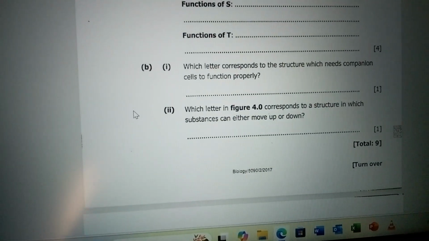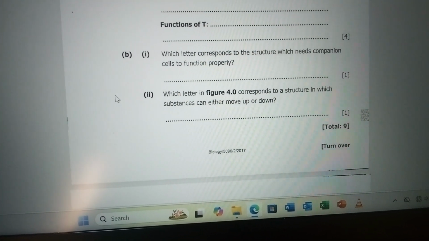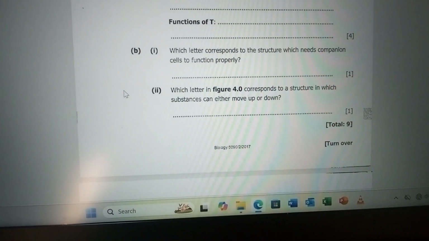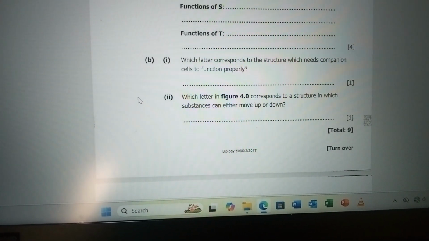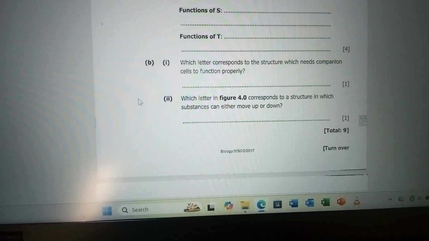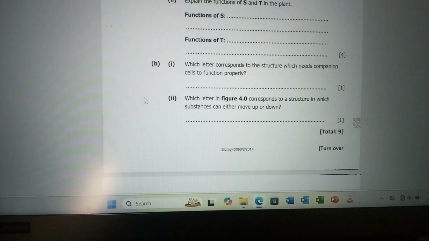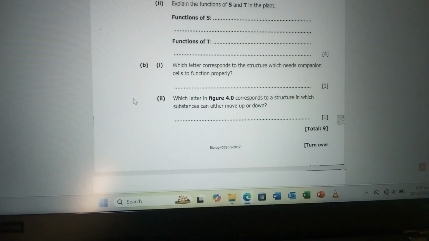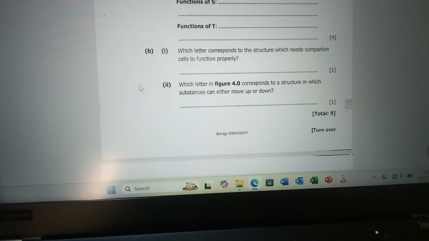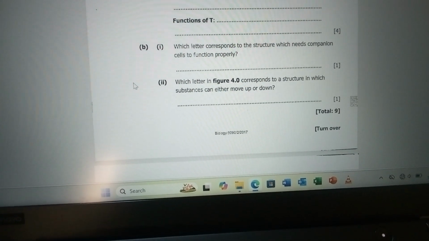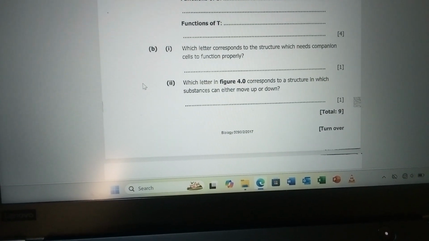They are saying which letter corresponds to the structure which needs companion cells to function properly. One thing that you should bear in mind is that companion cells are present in the phloem tissues. So the answer there is supposed to be U. And then we proceed to the last one, where they are saying which letter in figure 4.0 corresponds to the structure in which substances can either move up or down.